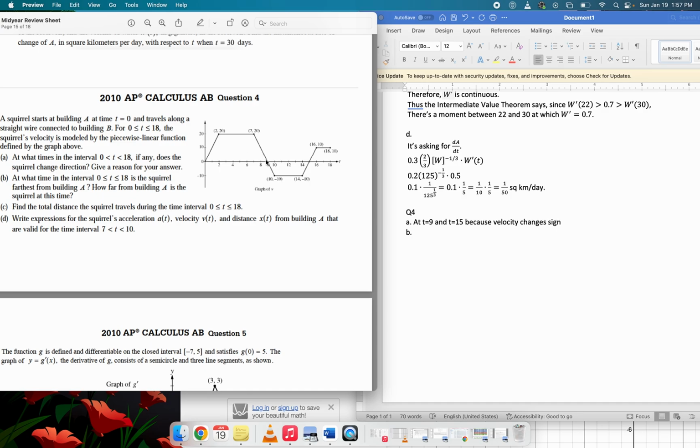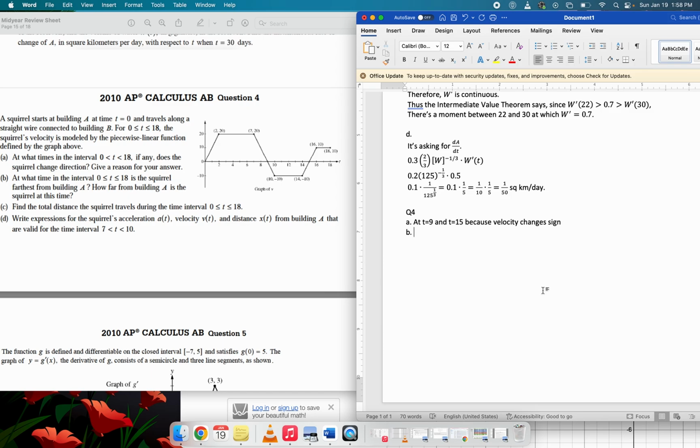Like a whole lot away from the building, and then it sort of comes back, so it's getting closer to the building. And then it moves away from the building again at the end, but it's not compensating for the distance that was lost during this time. You know what I mean? You're better off just stopping here if you're trying to get as far away from the building as you possibly can. So this time right here, t equals 9, is when the squirrel is furthest away. So furthest away at t equals 9.